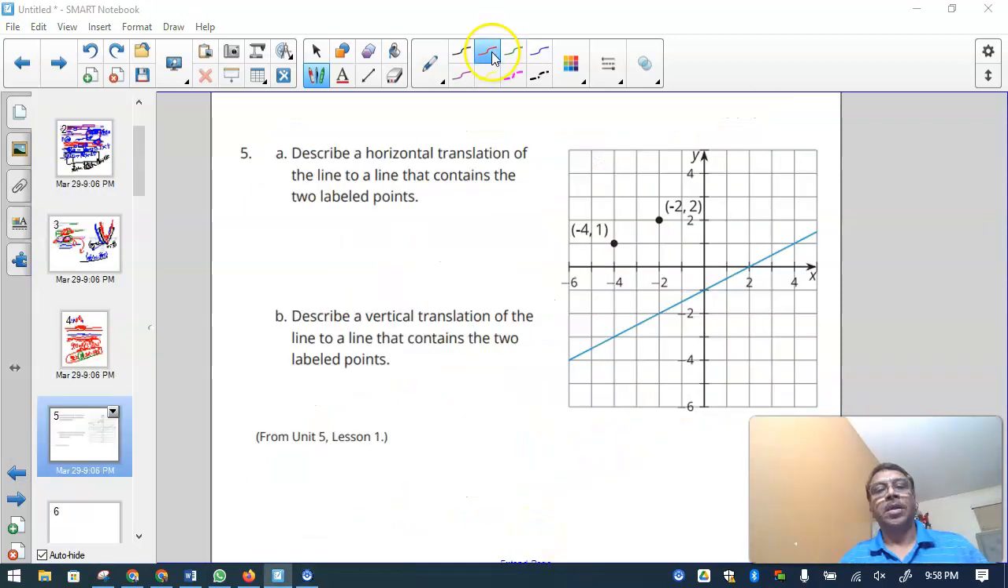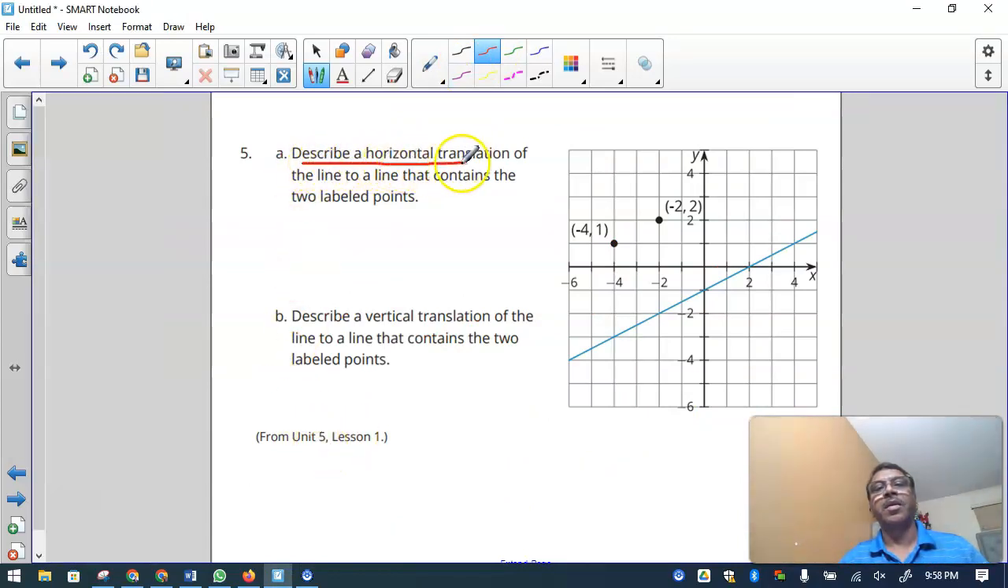So this is from lesson number 1. Again, it's just a review. Describe a horizontal translation of the line to a line that contains the two labeled points. So you see these are the two labeled points. First, let's do the horizontal. This one is the given line, and we need to move this translation. I'm going to take this point and move it to this point.